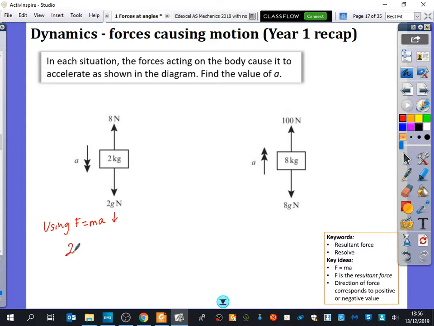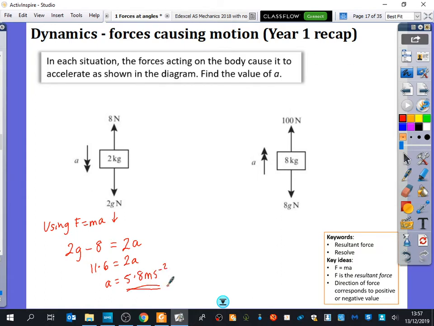So we're going to have 2g minus 8. We're saying 2g minus 8 is going to be our resultant force. The mass is 2, and the acceleration is the thing that we're looking for. So 2g minus 8, that's 2 times 9.8 minus 8, that is 11.6, I think. 19.6 minus 8, yeah, is equal to 2a. So the acceleration is 5.8 meters per second squared.